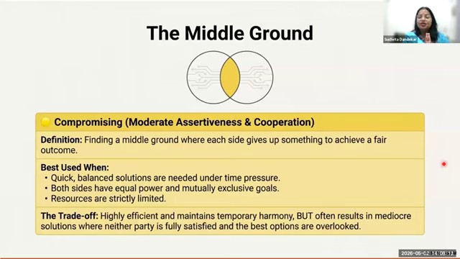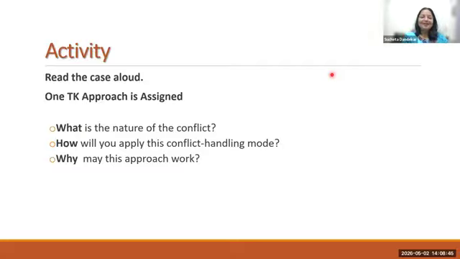So this is highly efficient and maintains temporary harmony, but it often results in mediocre solutions, because you've just shaken hands midway, where neither party is fully satisfied and the best options are overlooked. So in whatever decision we make, there could be a good and a bad, so we have to find out where we can have these shades of gray.